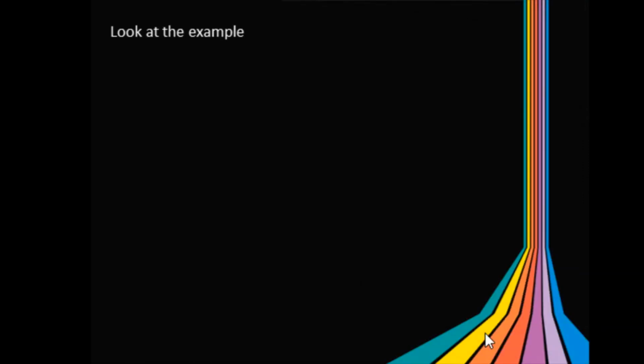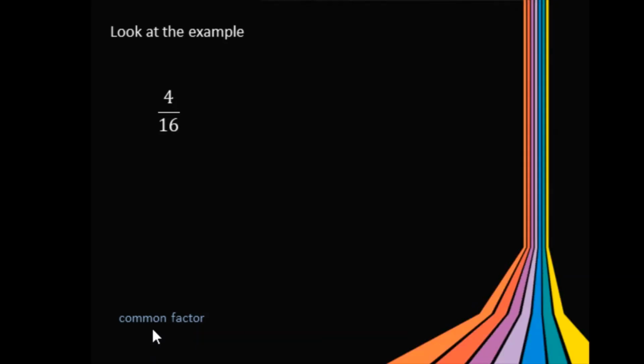So, let's take for example. Example number 1. I have here 4/16. Again, 4/16. What do we do when we will simplify it? We are going to look for the common factor. Common, same. Factor is the number that we can divide both the numerator and the denominator. So we need to look at first the common factor.